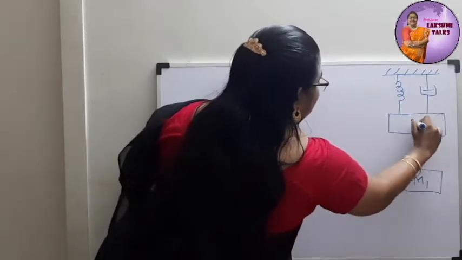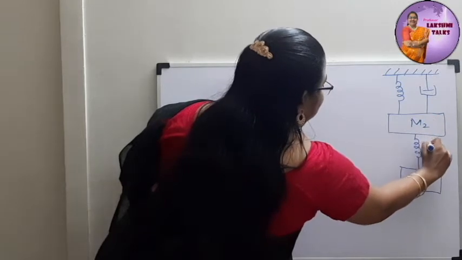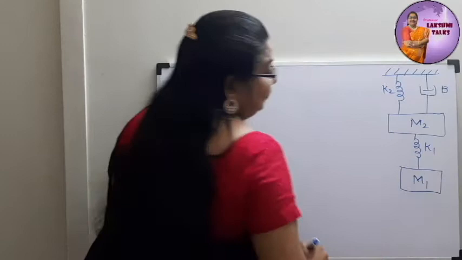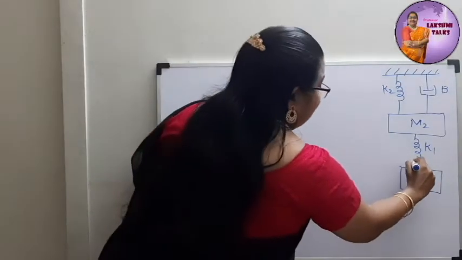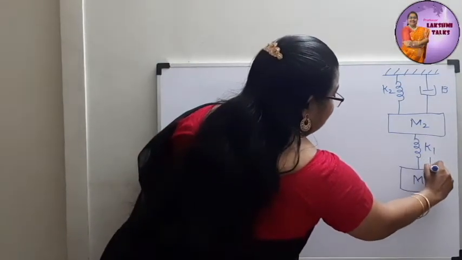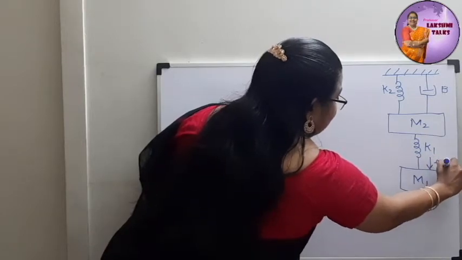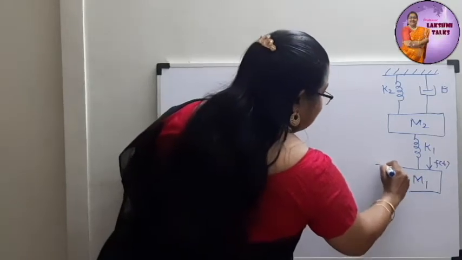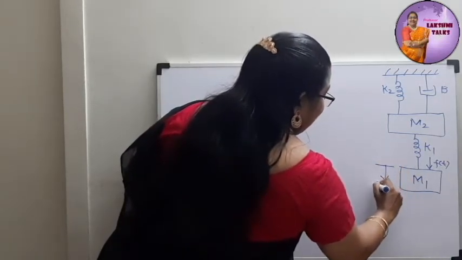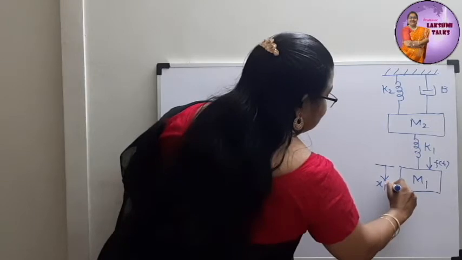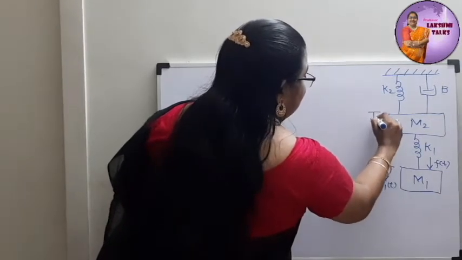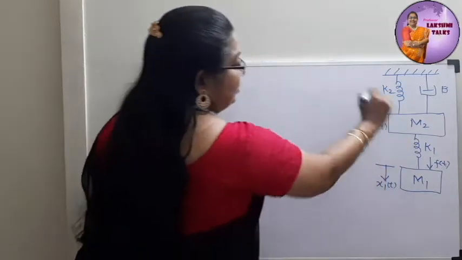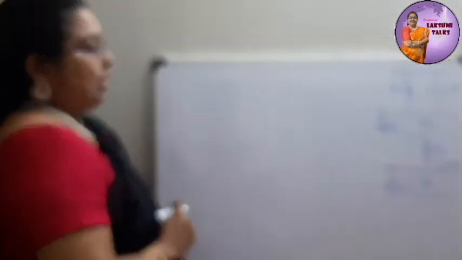Consider this as mass m1, m2, k1, k2 and b. Let us suppose that force is applied to this mass m1. Now the displacement of mass m1 will be in the downward direction, and similarly that of mass m2 will be in the downward direction with that as a reference, right?